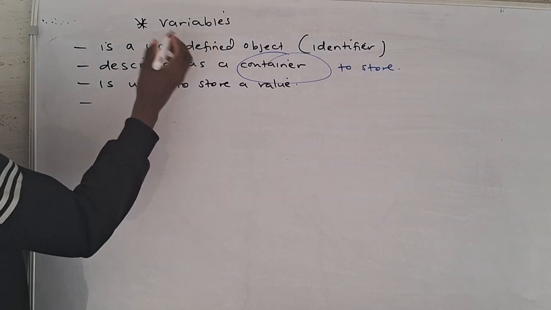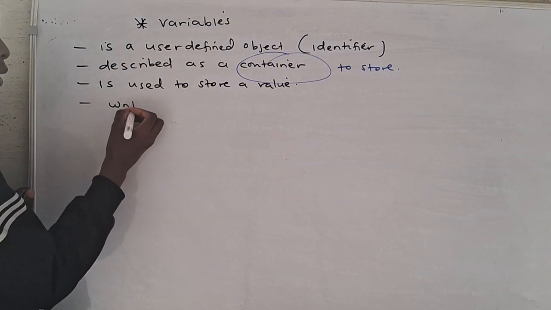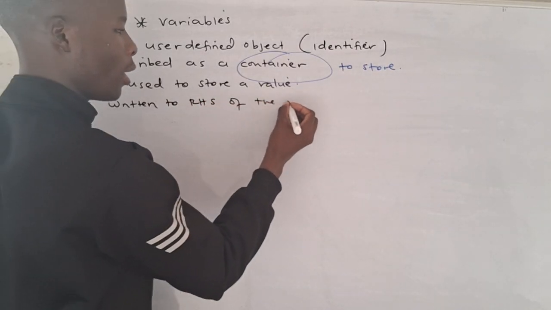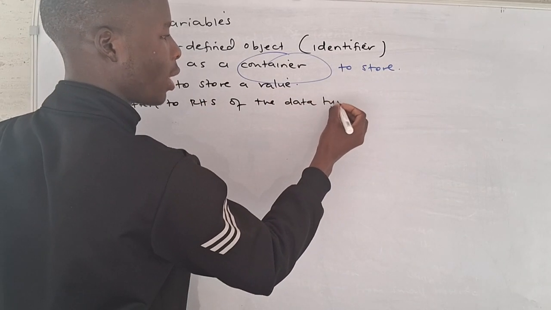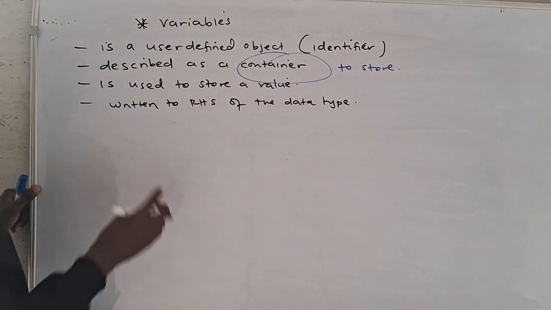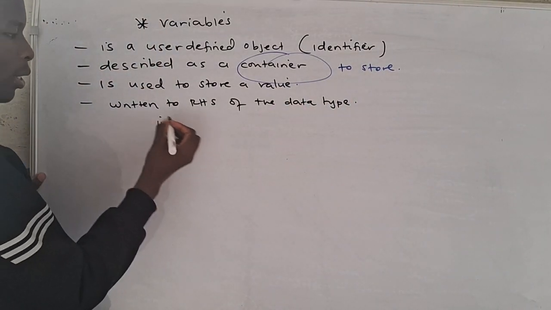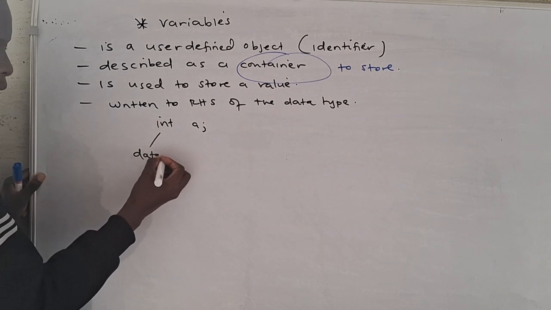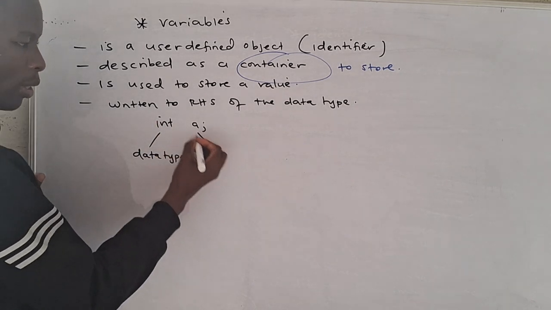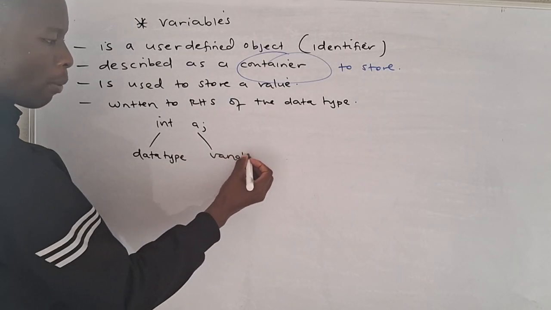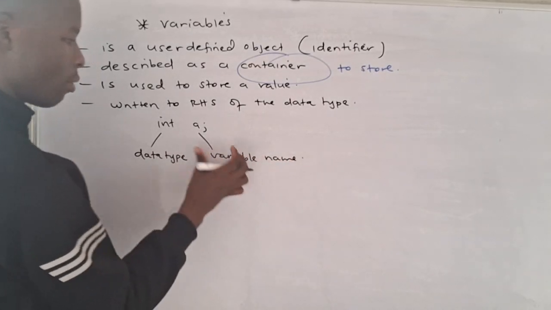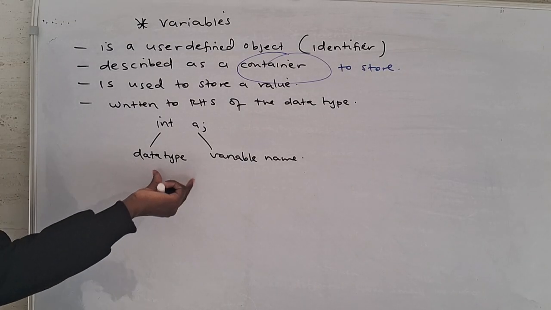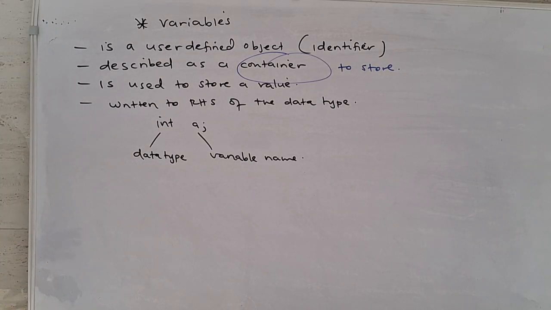A variable is always written to the right hand side of the data type. What I'm trying to say is this: it's int a semicolon. Int is nothing but a data type, and this a is nothing but a variable name. So where are we writing this variable name? I'm writing the variable name to the right hand side of the data type. This is very, very important.